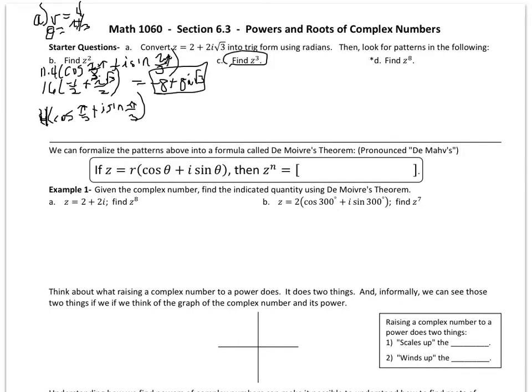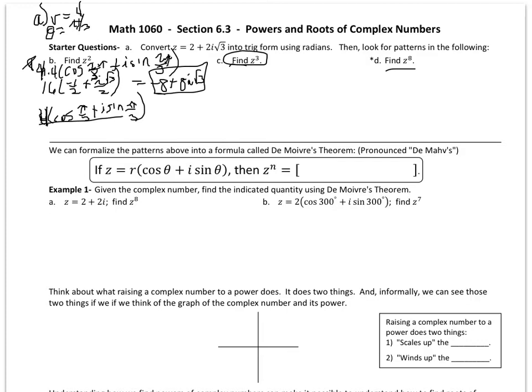Now what if I wanted z cubed? What would I do? Yeah, then I would take the trig form of this one, which is a 4 right there, and then times that by this one again, okay? What if I wanted z to the 8th? Well, then we're getting all sorts of crazy, right? So we need a formula to handle all this stuff, okay?